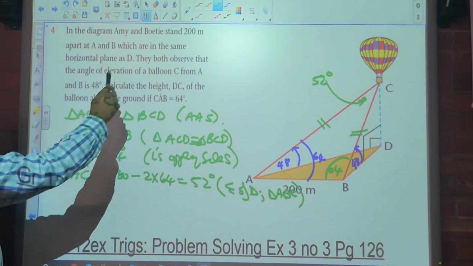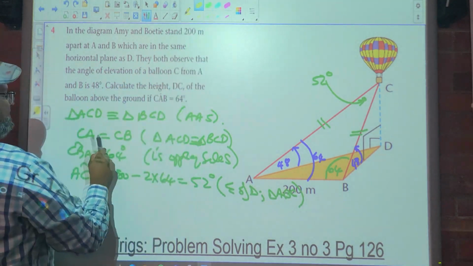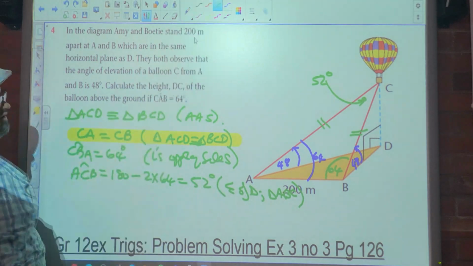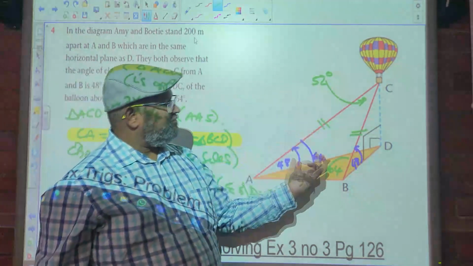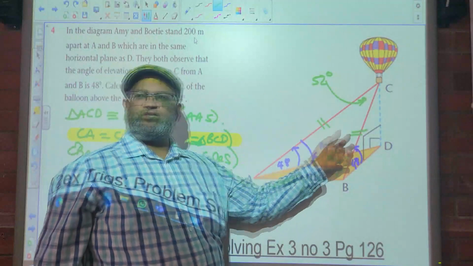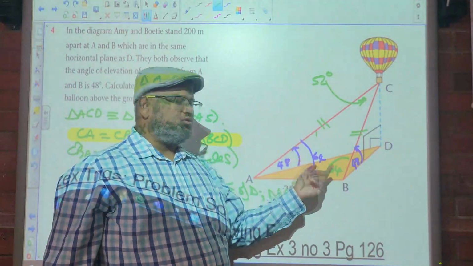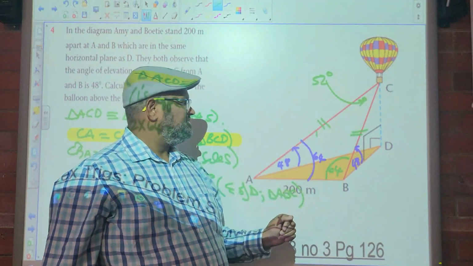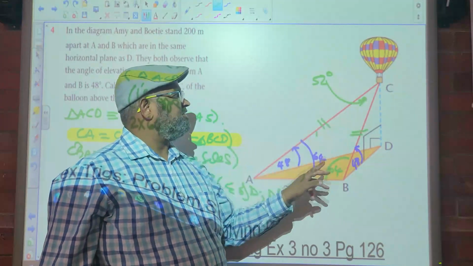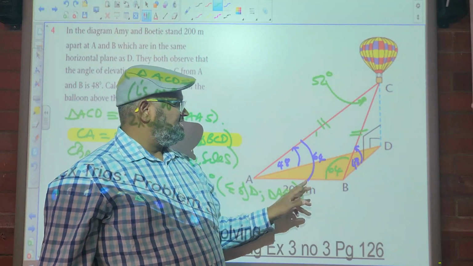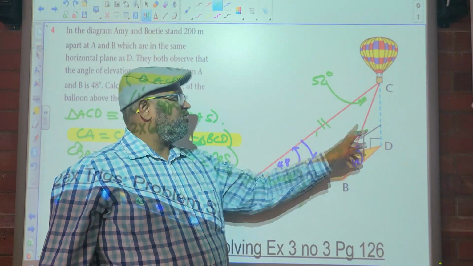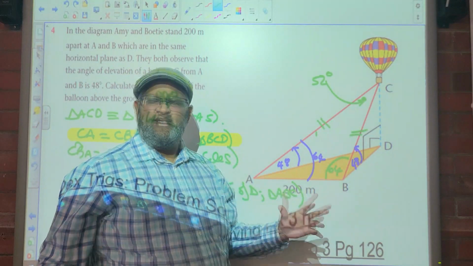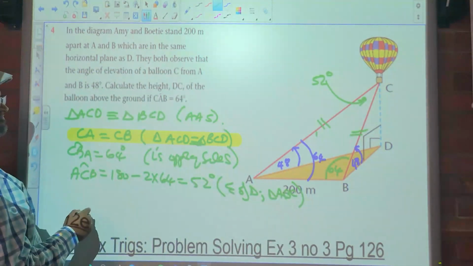Right, with this, remember that these lengths are equal. So how am I going to calculate, or what formula can I set up using two sides like this? Either sine rule or cosine rule. As you can see, it's two sides and an included angle. Or we can use sine of 52 over 200 is equal to sine of 64 over BC. Can you see that, people? Either way, you'll get the same answer.